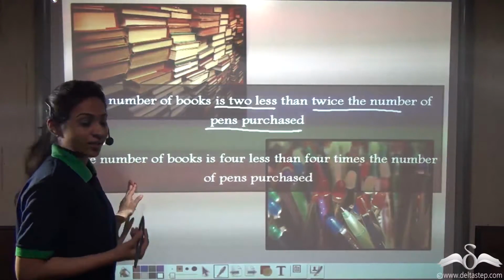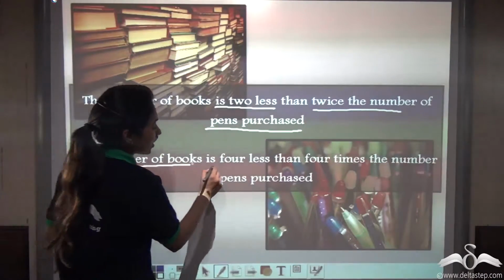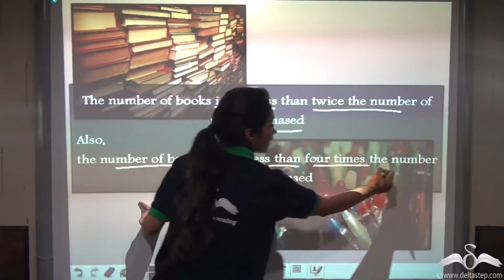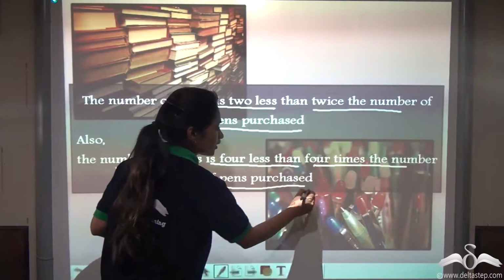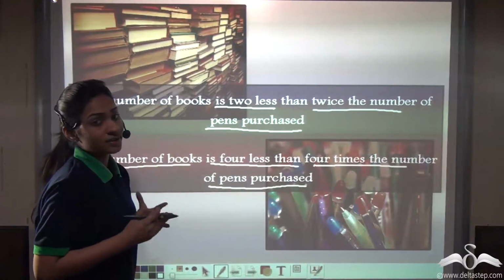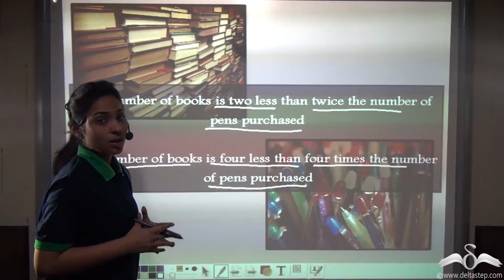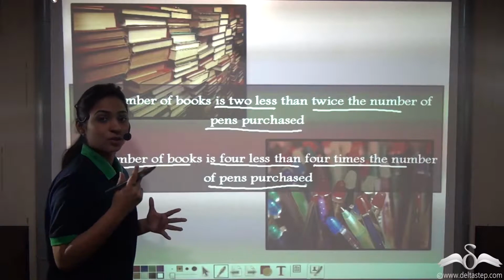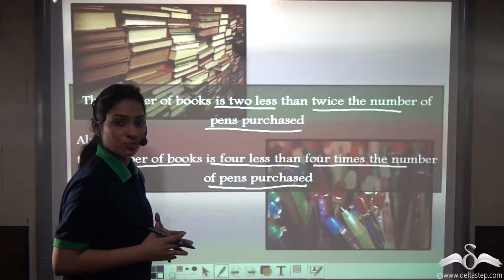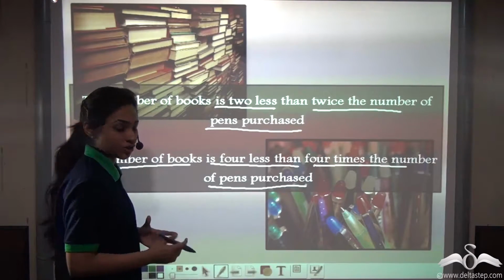Now, one more hint she gave them, that the number of books is 4 less than 4 times the number of pens purchased. Now, her friends were confused. Can you help her friends to solve this problem? Now, you know that linear equations with two variables will help them solve this problem. So, let's make those equations.